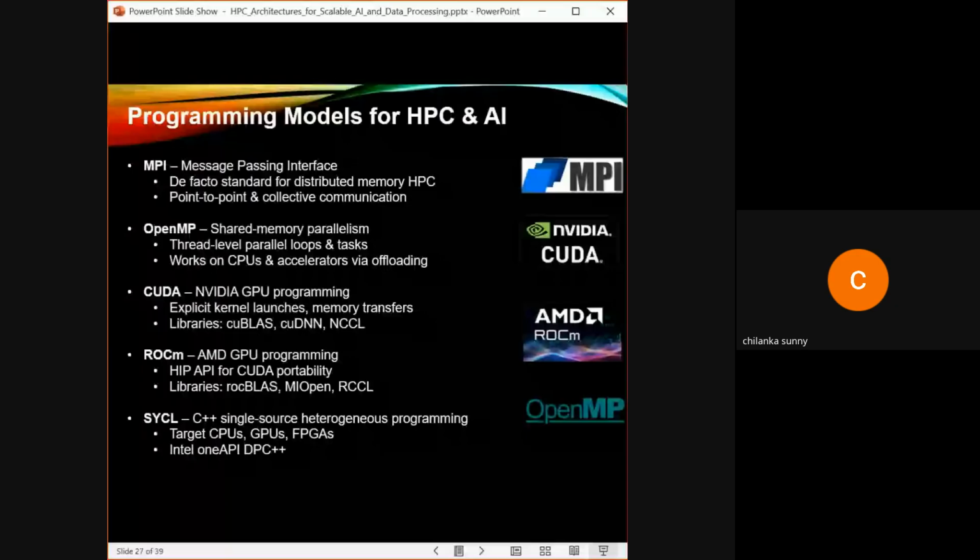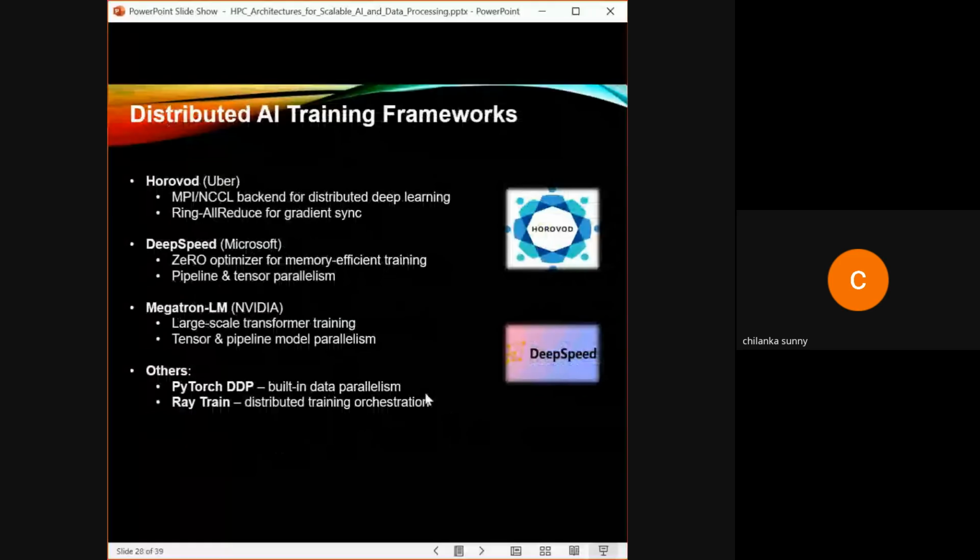So when training AI models at scale, specialized distributed frameworks make it easier to leverage multiple GPUs and nodes. One example is Horovod from Uber, which uses an MPI backend and implements ring allreduce to efficiently synchronize the gradients across workers.